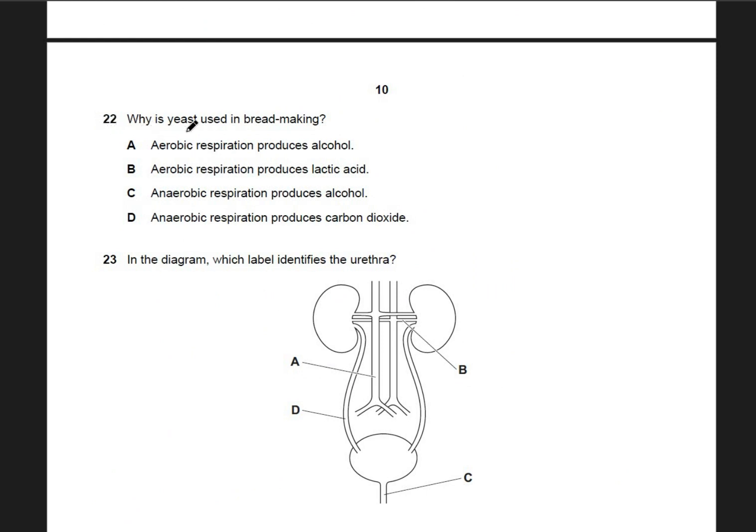Question number 22 says, why is yeast used in bread making? All right, so the yeast is used in bread making because during anaerobic respiration, yeast produces carbon dioxide bubbles which help to raise the bread. So the answer is D, which says that anaerobic respiration produces carbon dioxide.